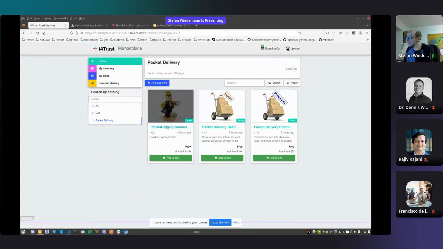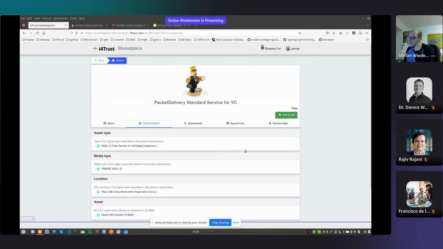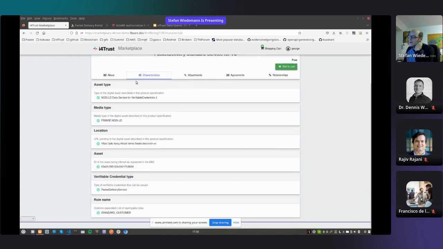I already prepared one for the standard service. You can see here that it has less, let's say, fewer fields than the other one. The most notable difference is that you have to define the verifiable credential type that a service supports and the roles that a buyer of the service is allowed to issue.